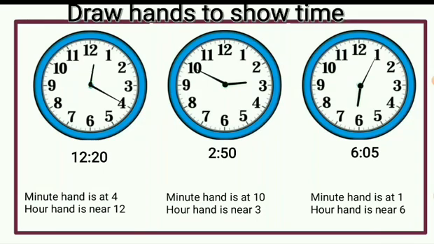And let's see how we write all these times in another way. 12:20 is written as 20 minutes past 12. 2:50 as 10 minutes to 3. 6:05 as 5 minutes past 6.